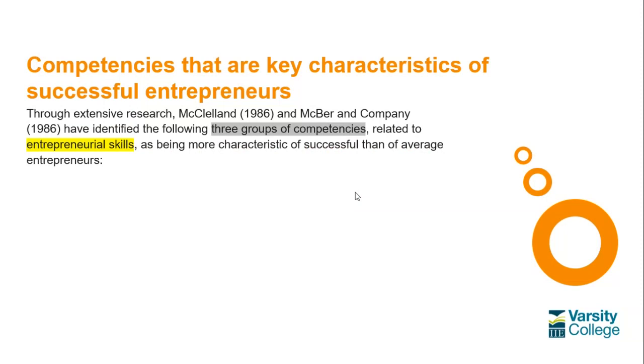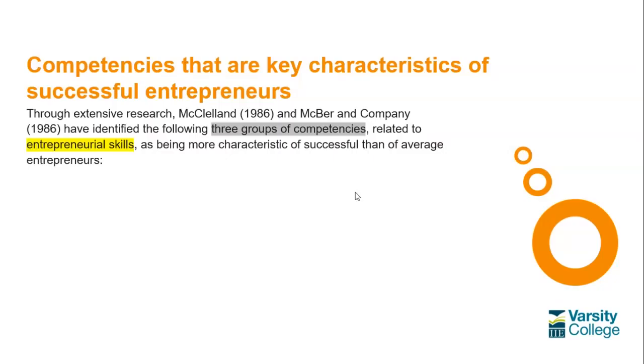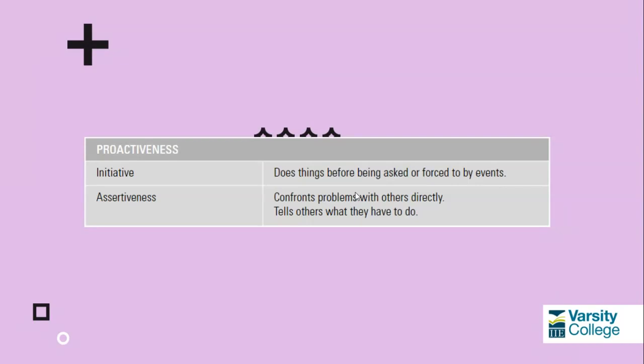And then learning outcome 2, explain the groups of competencies that are key characteristics of successful entrepreneurs. Through extensive research, McClelland in 1986 and McBer and Company in 1986 also have identified the following 3 groups of competencies that are related to entrepreneurial skills. They actually call it entrepreneurial orientation. These 3 characteristics, if you put them together, are what they call entrepreneurial orientation.